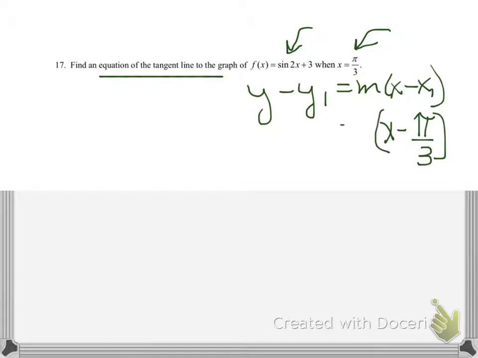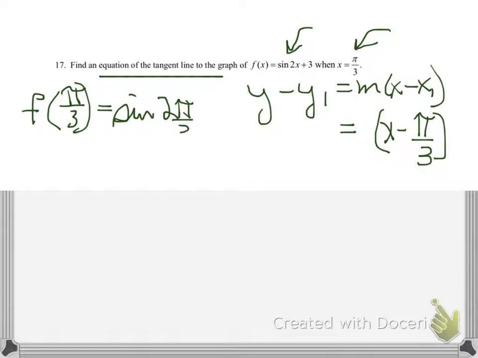I need the slope. I don't know my y1 yet, but as is my normal form, I'm going to get that first. So your y1 is your original function, so your f of x, evaluated where x is pi over 3. So let's figure that out. So just plugging it in, I see that I have sine 2 times x. So I'm going to put pi over 3 right here. And then I'm going to add 3 to that.